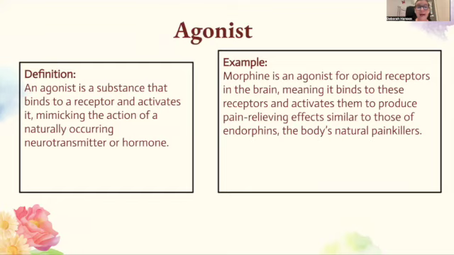Agonist. An agonist is a substance that binds to a receptor and activates it, mimicking the action of a naturally occurring neurotransmitter or hormone. Example, morphine is an agonist for opioid receptors in the brain, meaning it binds to these receptors and activates them to produce pain-relieving effects similar to those of endorphins, the body's natural painkiller.